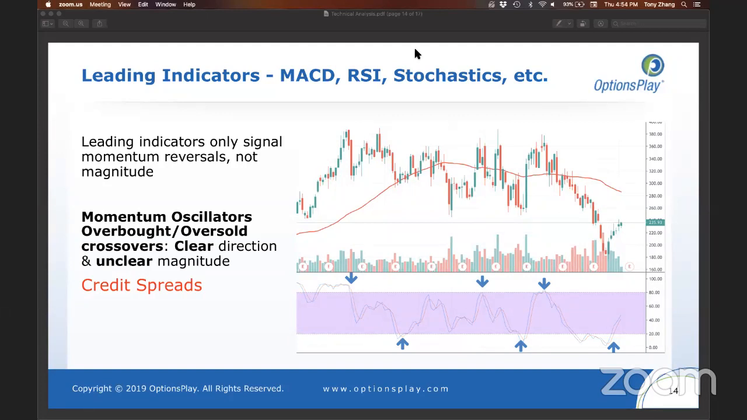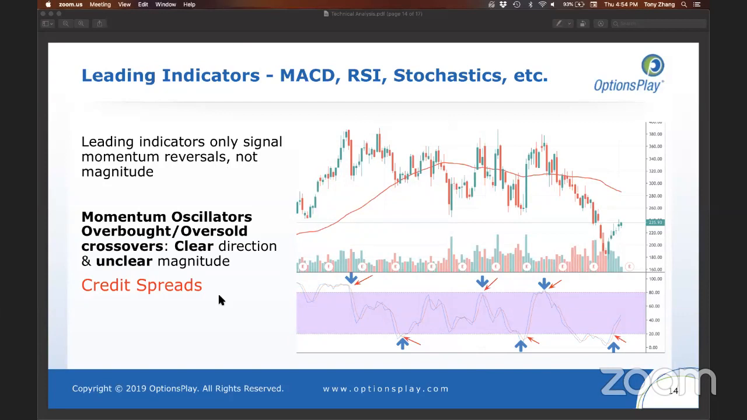So one of the things that I want to make sure everyone understands is that momentum indicators give you a clear sense for direction, because all of these momentum indicators have what we call sell signals or buy signals that tell you when momentum is rolling over. And what these buy or sell signals are really telling you is that momentum is reversing. That's all it's telling you.